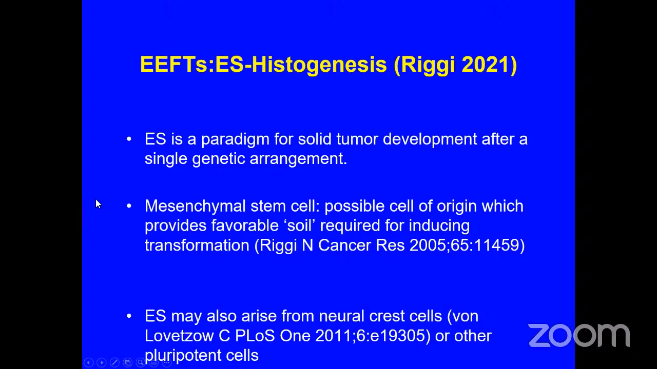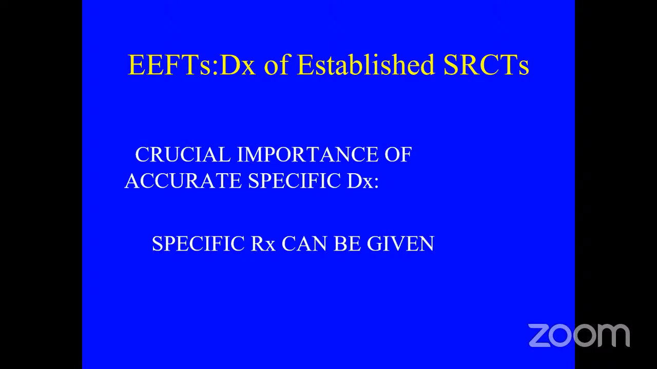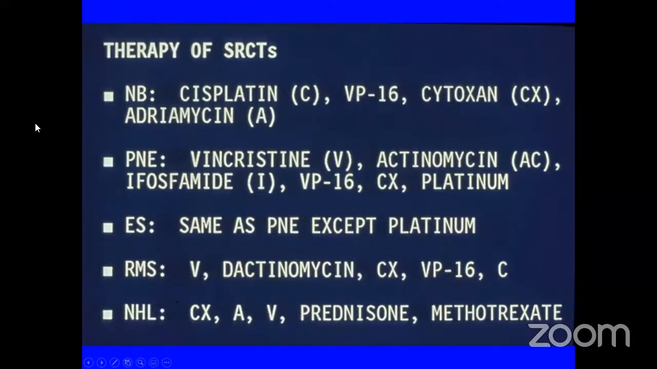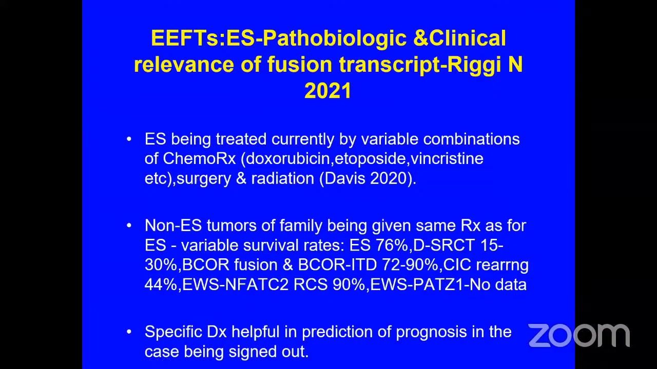Now let's move on to, briefly, the clinical importance of accurate specific diagnosis. The accurate specific diagnosis of any tumor means the medical oncologist is able to give specific treatment for that particular patient. In established small round cell tumors, you have specific therapies for specific diagnoses, as is shown on this slide. For Ewing sarcoma also, there is a specific therapy, but unfortunately, for non-Ewing sarcomas in the extended Ewing family tumors, we still do not have a specific therapy, and the medical oncologist still uses the same therapy for non-ES as he uses for ES. So the same therapy is used for all these tumors.